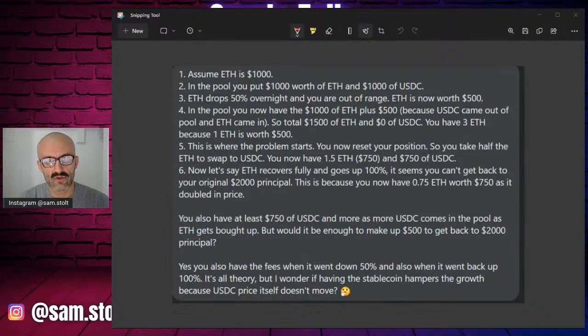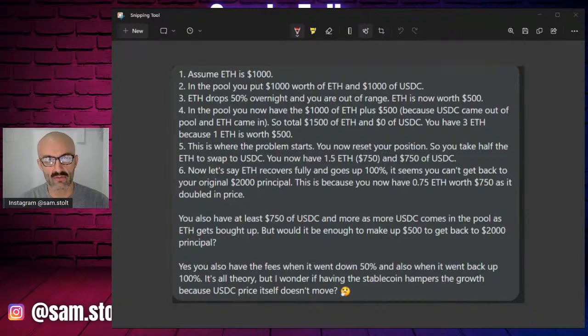Yes. This is where the problem starts. You now reset your position. So you take half of the ETH to swap to USDC. Now you have 1.5 ETH or $750 and $750 of USDC. So once you're out of range, you got to pull your position to reset the position. Now let's say ETH recovers fully and goes up 100%. It seems you can't get back to your original $2,000 principal. This is because you now have 0.75 ETH worth $750 as it doubled in price.